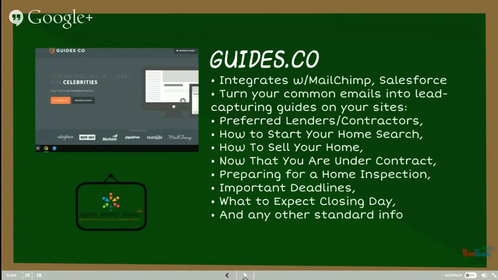And now you can post this guide on your website that can be searched on Google. So if someone is just Googling, how do I buy a home, your guide could potentially come up. And the great thing about these guides, as I mentioned, it integrates with MailChimp. And the reason why is because in order to access the guide, the person has to enter whatever contact information you require. That could be as simple as a name and an email address, or you could request a phone number and the like, so you can get more information from them.